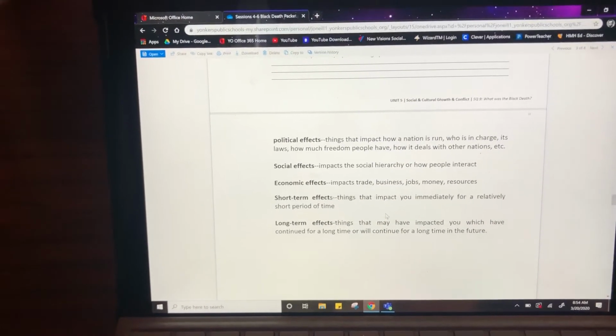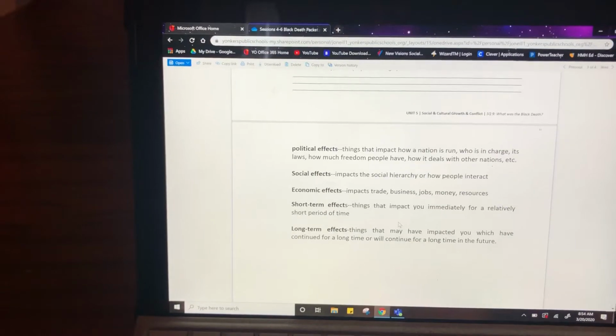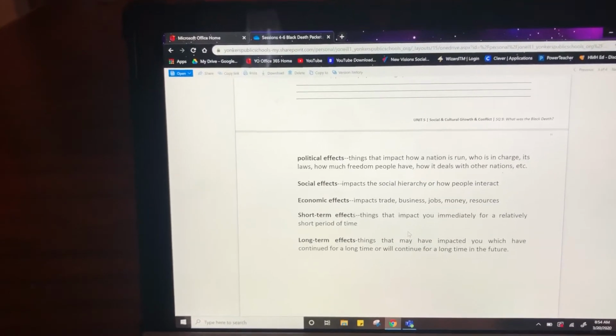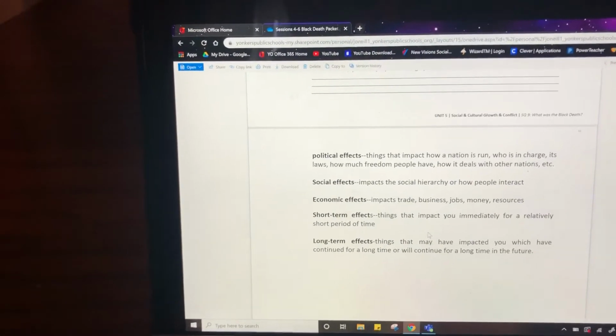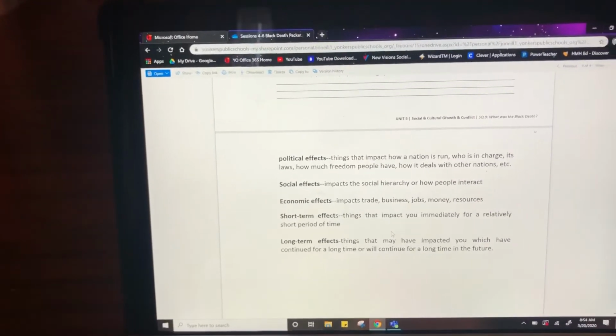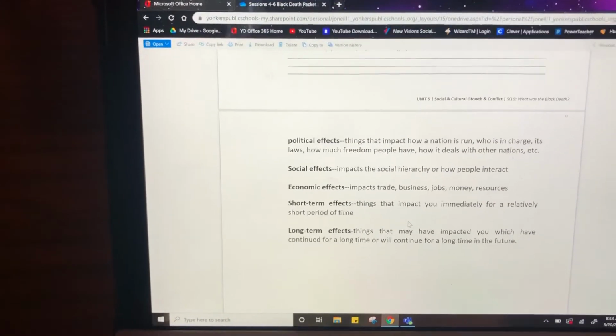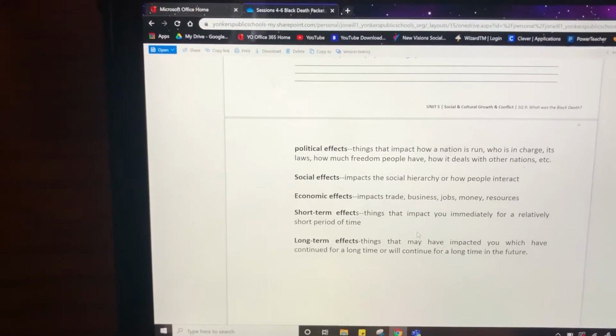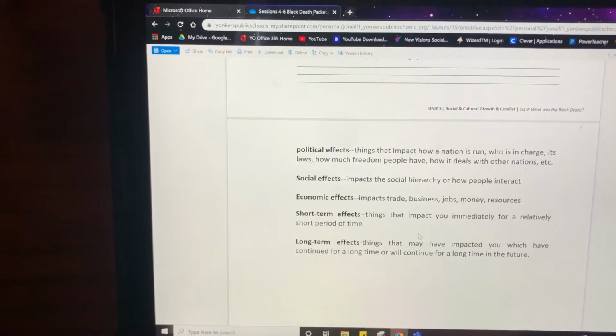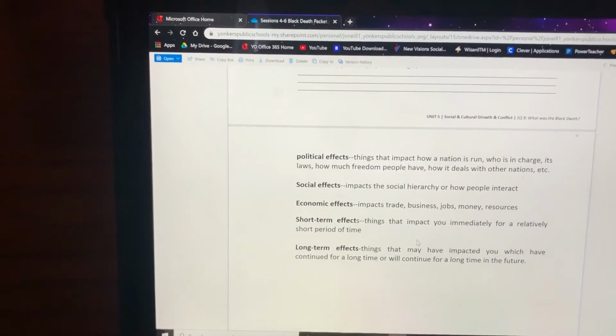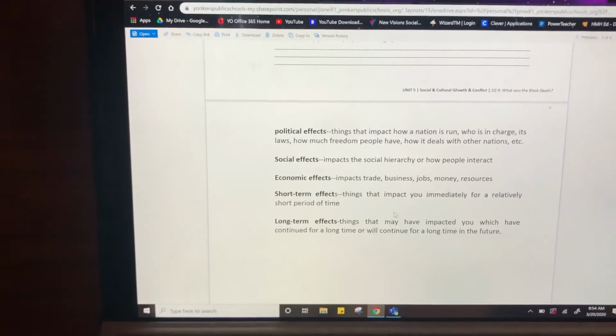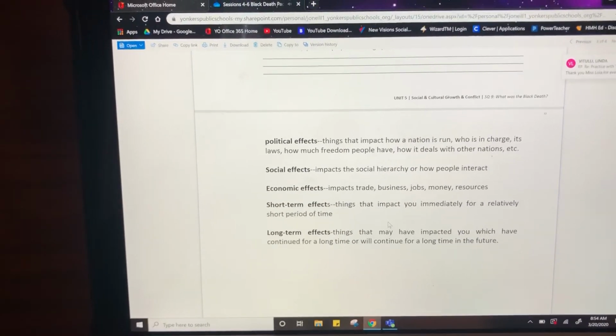And then you have short-term and long-term effects. Short-term effects are things that impact you immediately for a relatively short period of time, and we worked on short-term effects of the plague when we did our first Right Now for this lesson. And then long-term effects are things that may have impacted you, which have continued for a long time or will continue for a long time in the future.